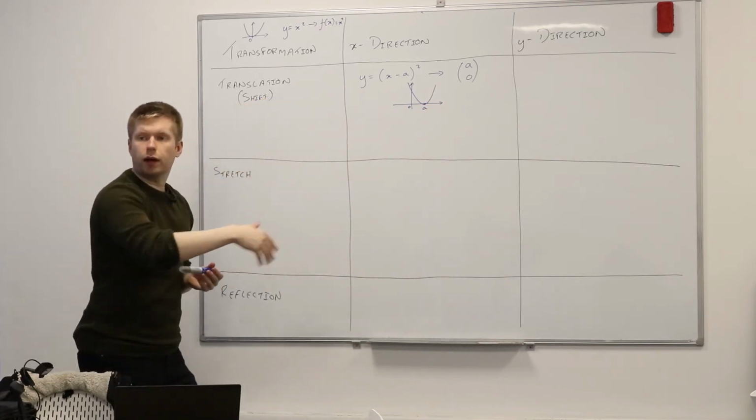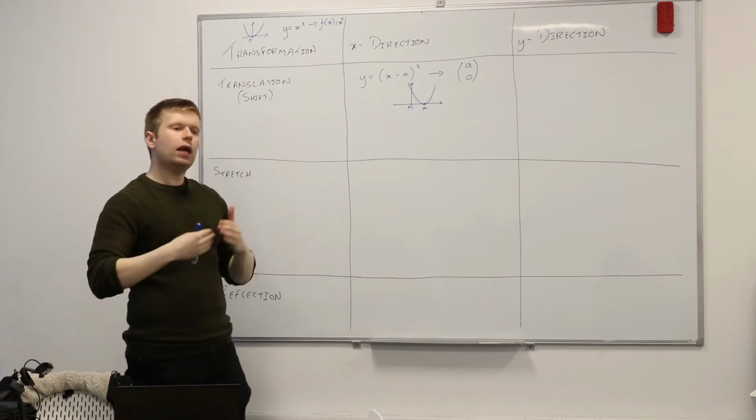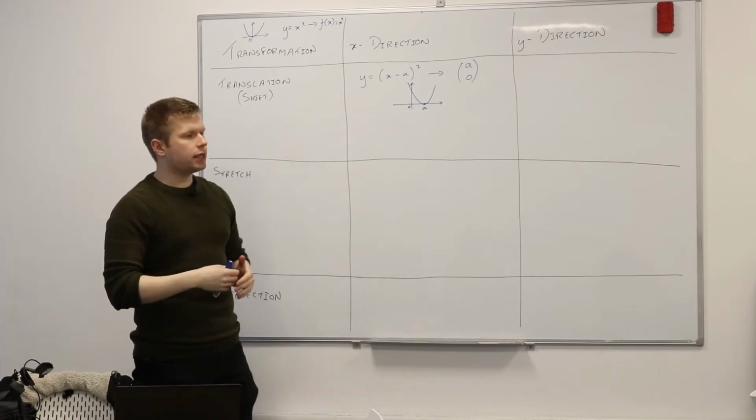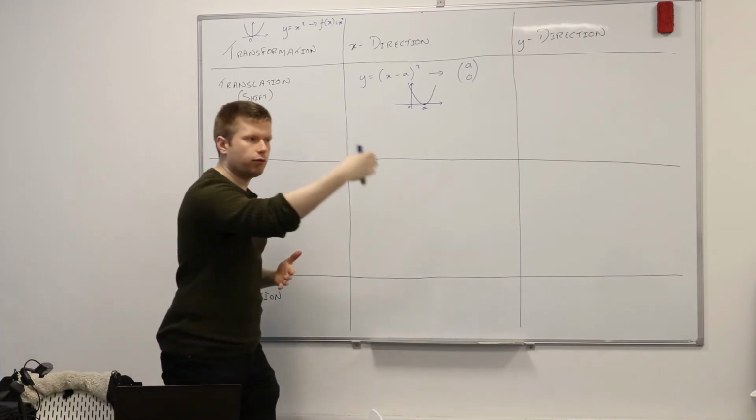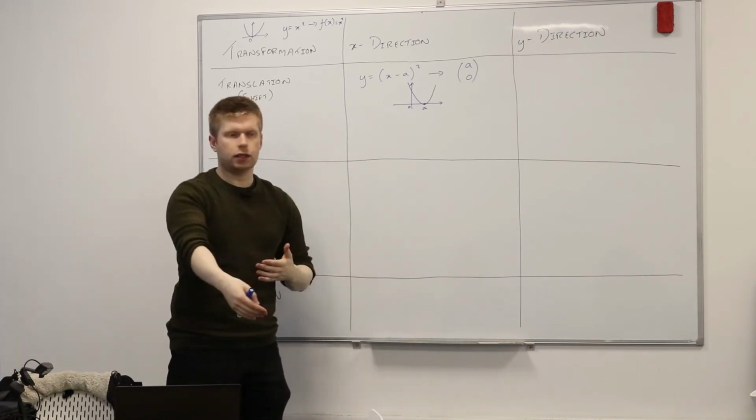It's moved a to the right. So if this was x minus 3, it would move 3 to the right. If this was x minus 10, it would move 10 to the right. If this was x minus 1,000, it would move 1,000 to the right. Does that make sense to everyone?